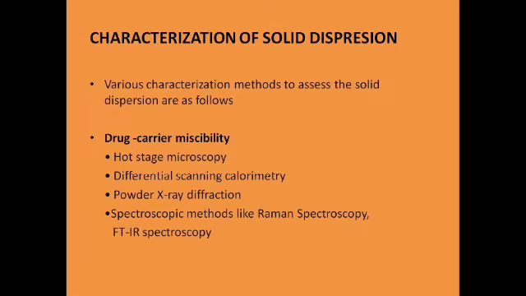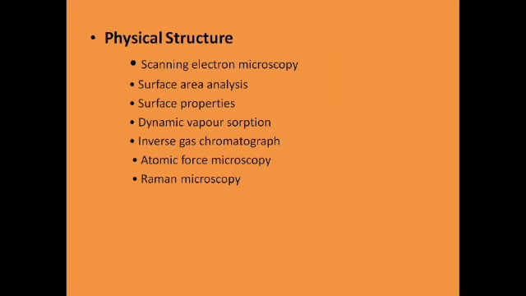Characterization of solid dispersion. There are various methods for the characterization such as drug carrier miscibility, hot stage microscopy, differential scanning calorimetry, powder X-ray diffraction, and spectroscopic methods like Raman spectroscopy and FTIR spectroscopy. To know the physical structure, one can use scanning electron microscopy, that is SEM, surface area analysis, surface properties, dynamic vapor sorption, inverse gas chromatography, atomic force microscopy, Raman spectroscopy, etc.